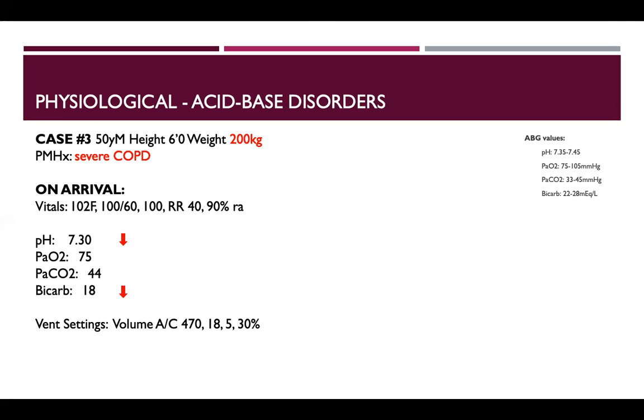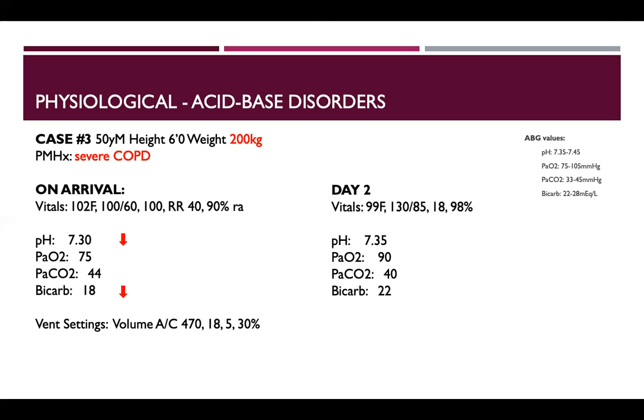All right, so you do the same thing. You put them on, you get the ABG, they're acidemic. You put them on a ventilator, volume AC 470 based on their ideal body weight, respiratory rate of 18, PEEP of 5, and FiO2 of 30. And on day 2, it looks like vitals have normalized, and the rest of their ABG actually looks to be pretty normal as well. Is there anything you guys would want to point out based on their history or their body weight?